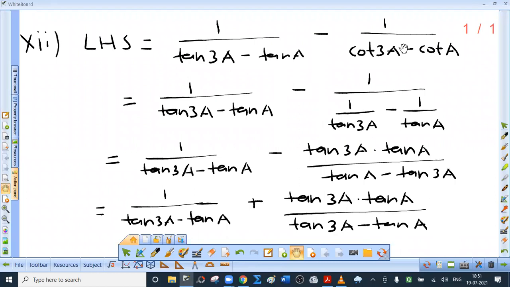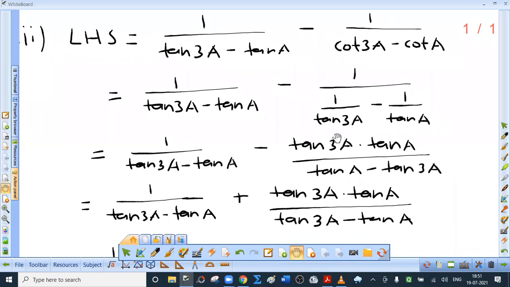Sum number 12. Prove that 1 upon (tan 3A minus tan A) minus 1 upon (cot 3A minus cot A) is cot 2A. I'm sure you won't even think of splitting the denominator. That is absurd. Now, what is cot? 1 upon tan. See, I have omitted one step. Multiply numerator and denominator, see the cursor, by what? Tan 3A into tan A. So, 1 is replaced by tan 3A tan A. If this term is multiplied by tan 3A tan A, only tan A remains. And here, tan 3A remains.